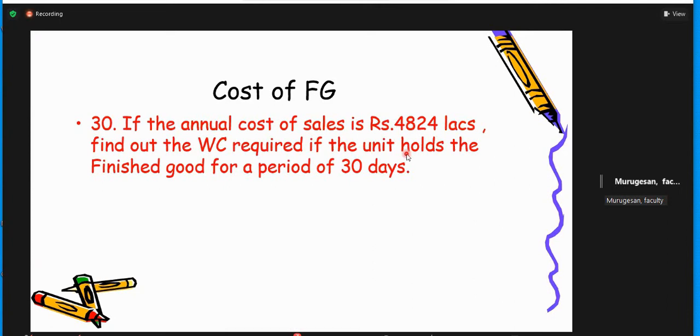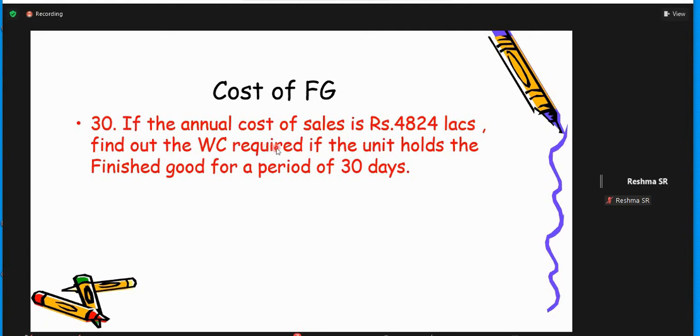There is no cost involved for purchases, because work in process and finished goods involve a process. Raw material undergoes a process, becomes semi-finished goods, undergoes a further process and becomes finished goods. Finished goods, when sold on credit terms, become receivables, and when sold on cash terms, become cash. Understood? So this is the working capital cycle.